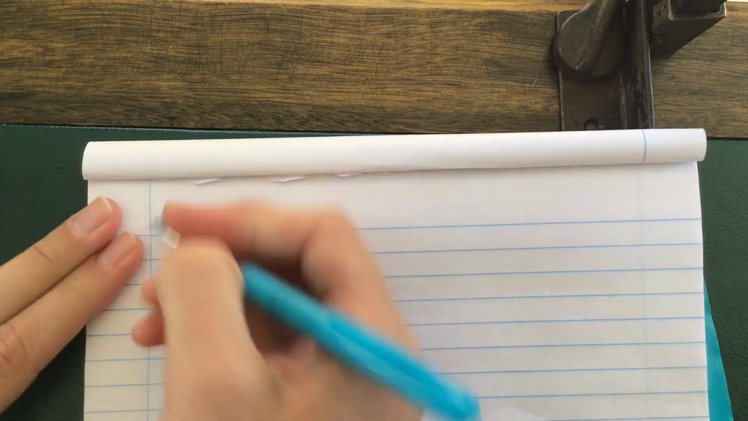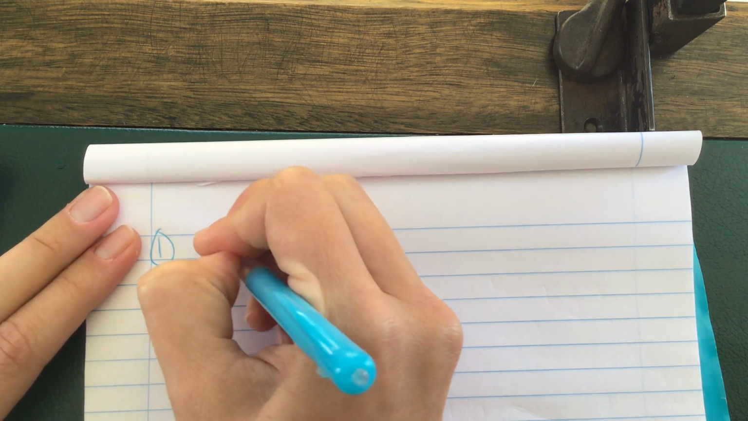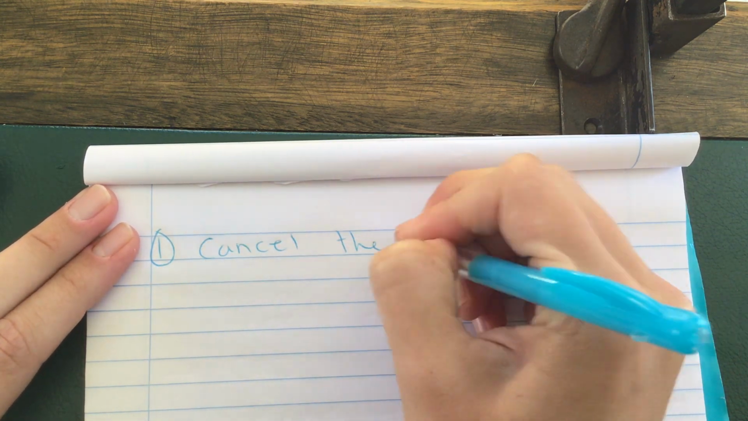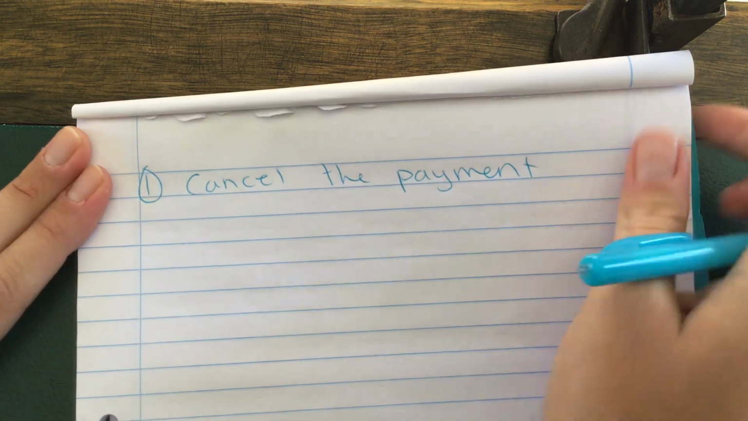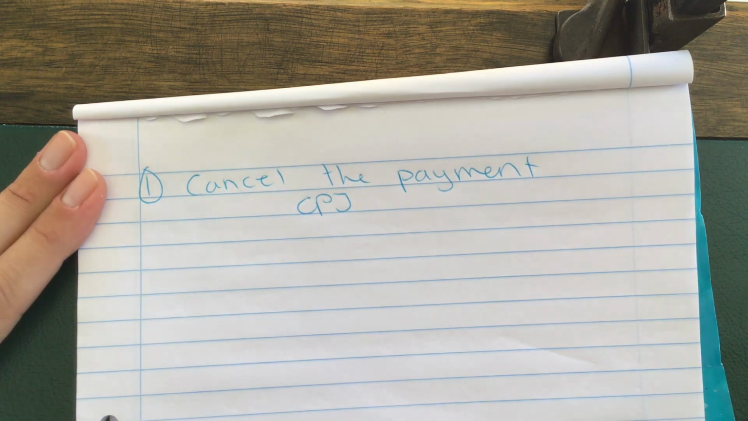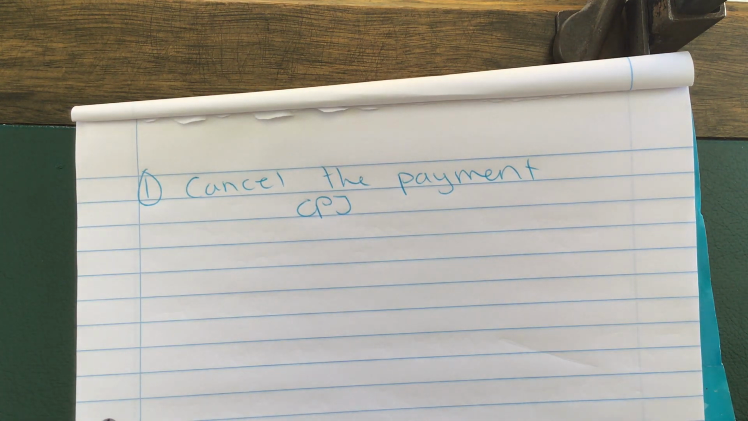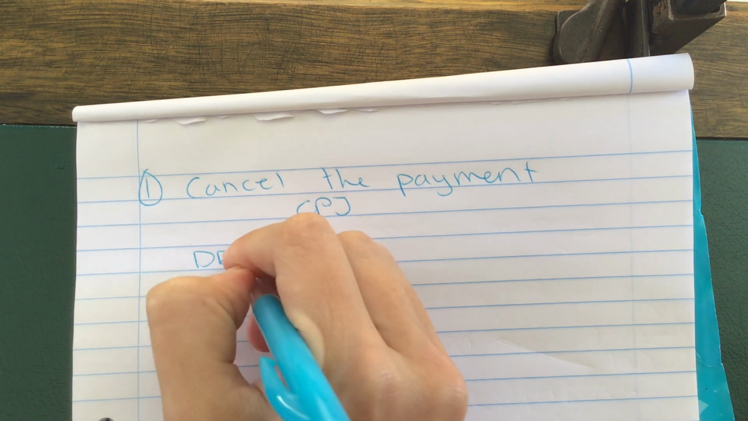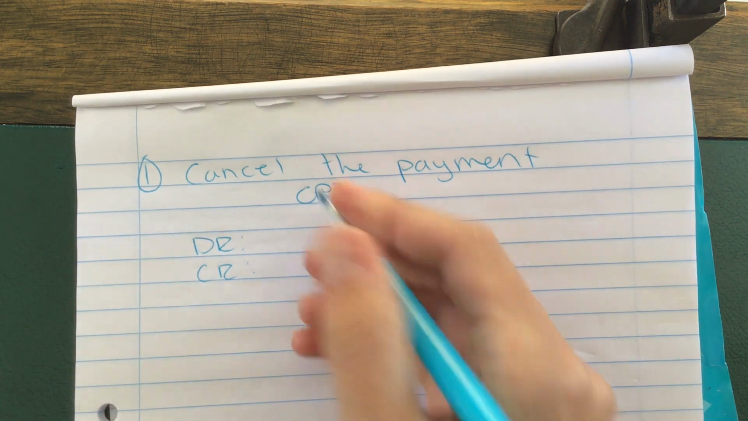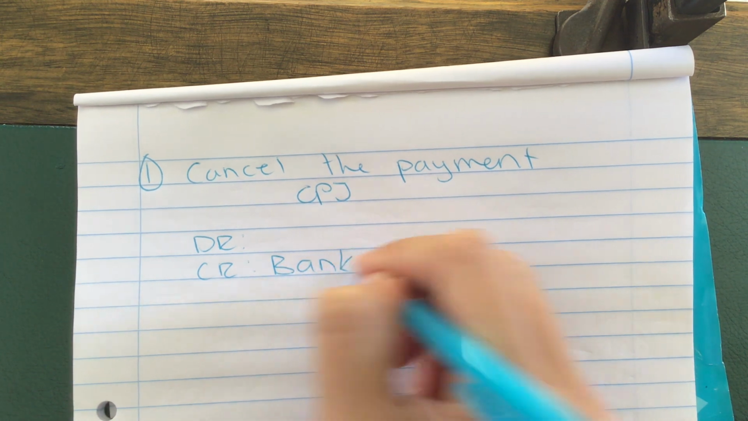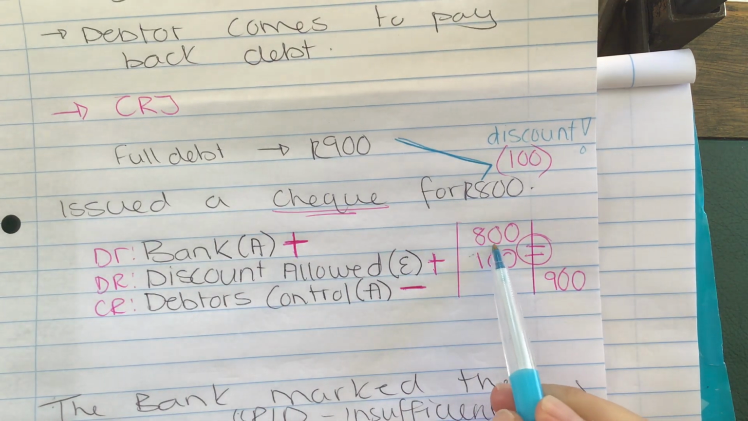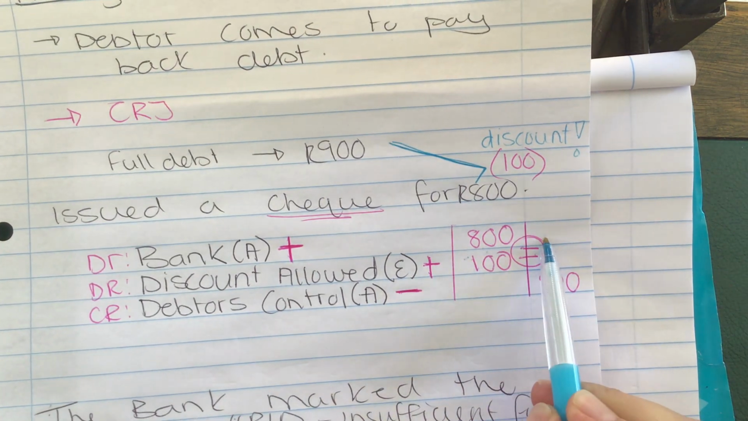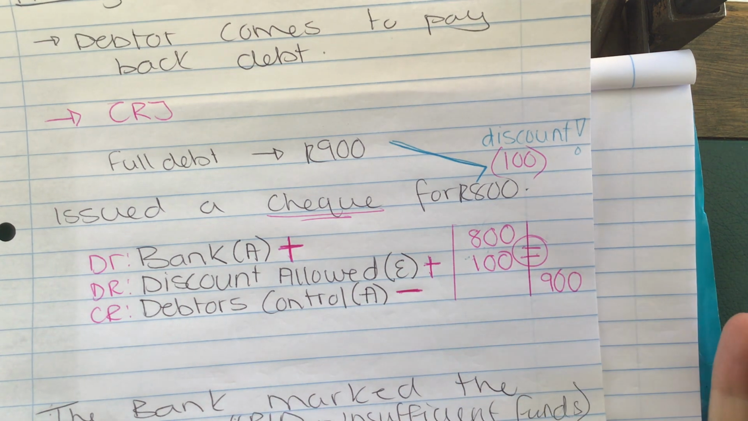So I said the first step is to cancel the payment, okay, to do that CPJ transaction, which you've already learned. So we know it goes into the CPJ, okay? So let's do the debits and credits. Okay, so we know bank has to be credited because bank is decreasing. We didn't receive that 800 Rand that we originally thought we did. So you can see we're putting it on the opposite side to cancel the payment.